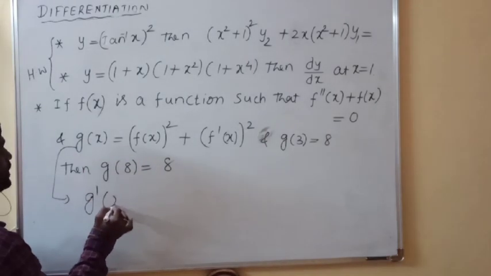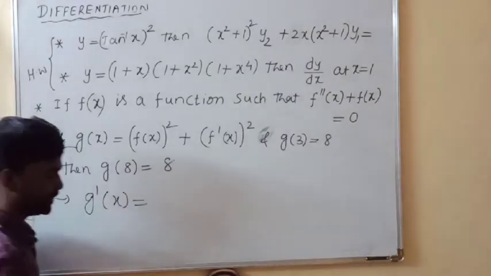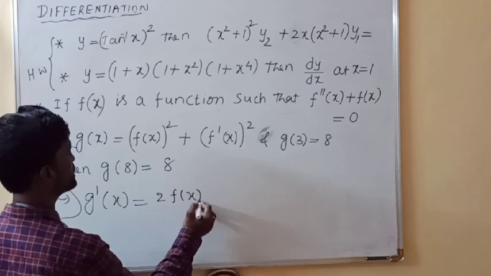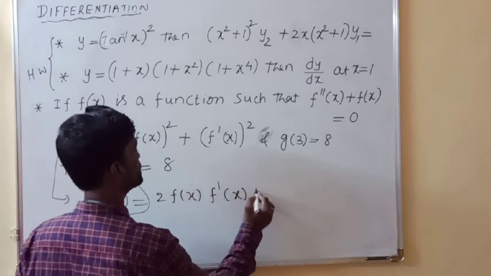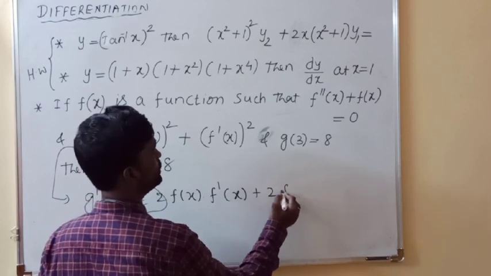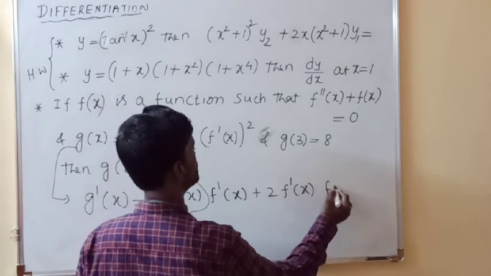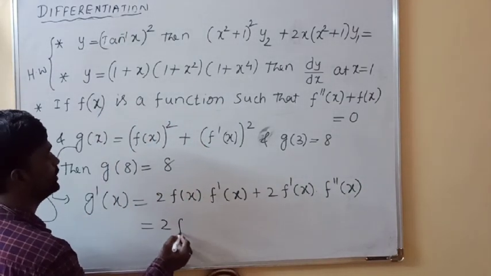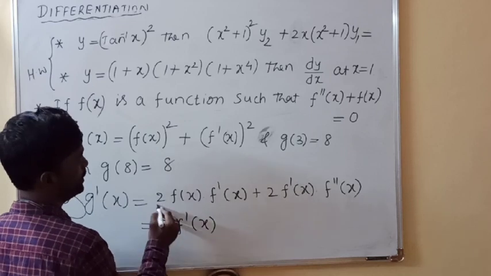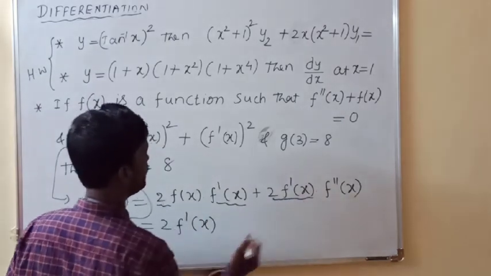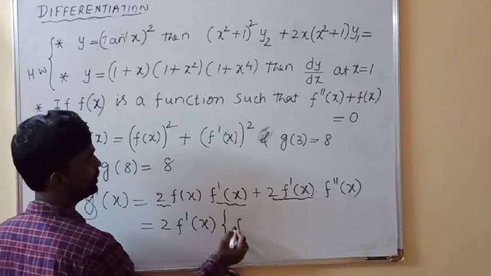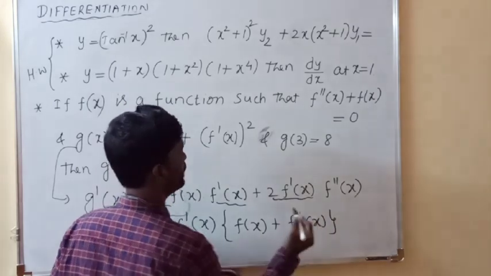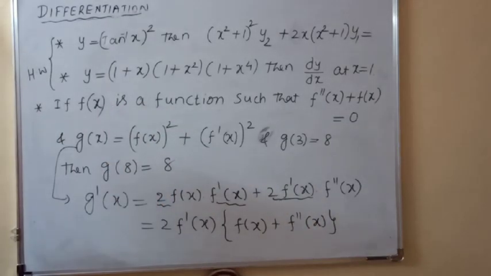So I am finding g dash x. If you find g dash x, what will you get? f of x whole square derivative is 2 into f of x into f dash x, plus f dash x whole square derivative is 2 into f dash x, again f dash x derivative, f double dash x. Clearly in both terms what is common? 2 into f dash x is common. If you take 2 into f dash x common, then what is left in the first term? f of x, plus in the second term what is left? f double dash x.